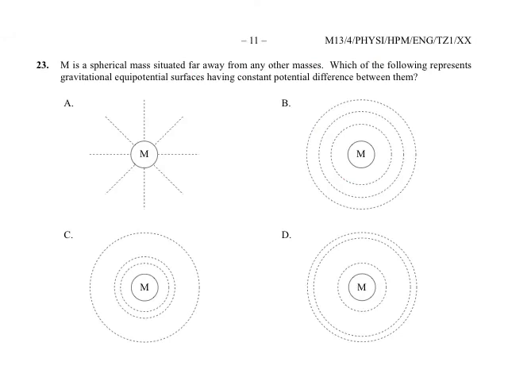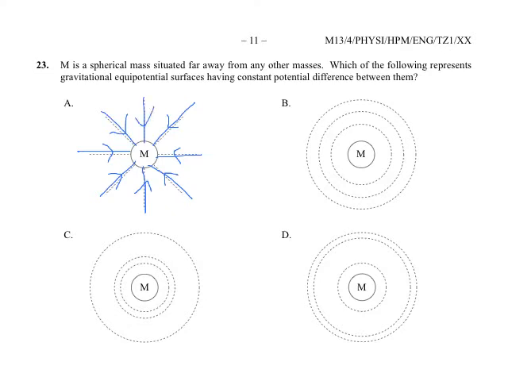Okay, m is a spherical mass situated far away from other masses. Which of the following gravitational equipotential surfaces have a constant potential difference between them? Okay. Now, in order to draw gravitational equipotential surfaces, we need to draw the field lines for a spherical mass. Now, the field lines are, for a spherical mass, radial. Okay, so they actually look like this. So this discounts option A because our equipotentials do not look like our field lines.